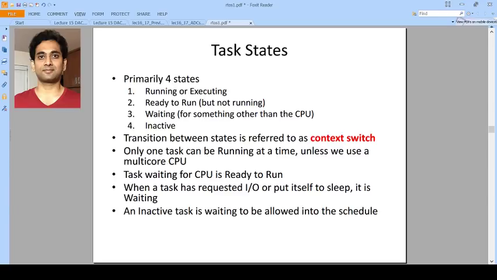Alright, so there are primarily four states: running or executing state, ready to run but not running state, waiting state, waiting for some other resource other than CPU, and then inactive state. When a task moves from one state to another state, that is referred to as context switching. Only one task can be running at a time, as we know, unless we use a multi-core CPU. So a task waiting for CPU is ready to run. And when a task has requested input, output, or put itself to sleep, it is automatically switched to the waiting state.